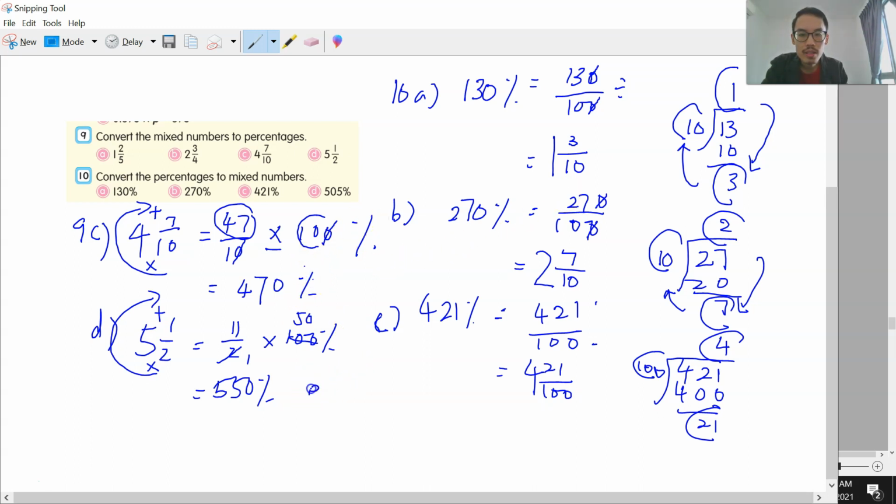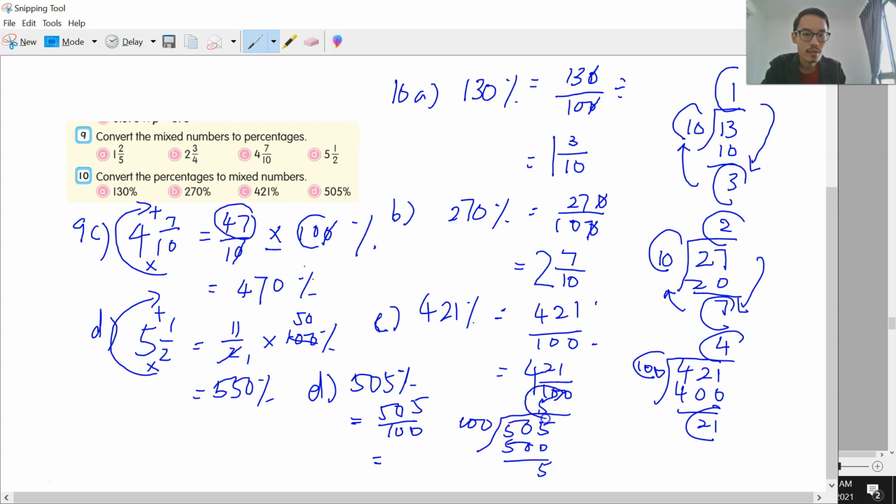Okay, last one. 505%. Put it over 100. Can you simplify? You can, but you can also straight away divide. It's easier. 5 times 100, 500, balance is 5. So round number 5, balance.